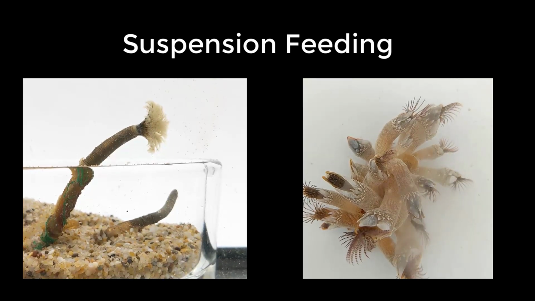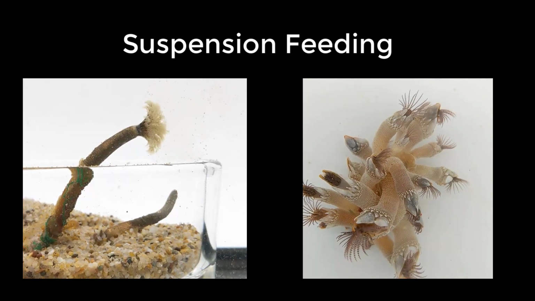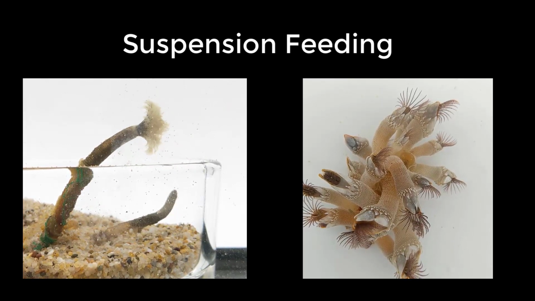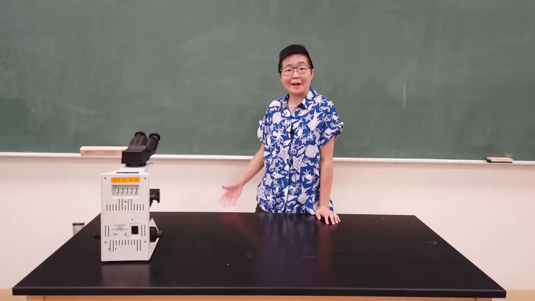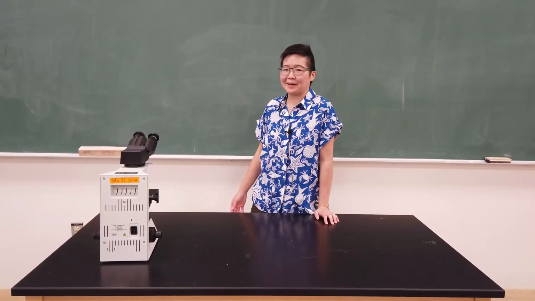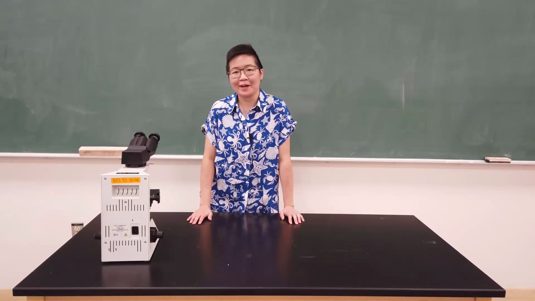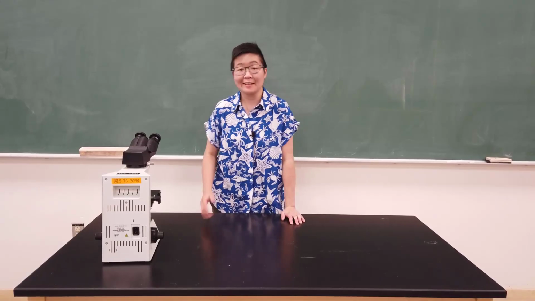We have two examples here. On the left, we have a feather duster worm, and on the right, we have some gooseneck barnacles. Their tiny tentacles curl around the suspended particles, capturing their food. Now, you don't have to be big or an animal to be a heterotroph. Here at this station, we also have 4 examples of single-celled heterotrophs for you to look at. Let's check them out.